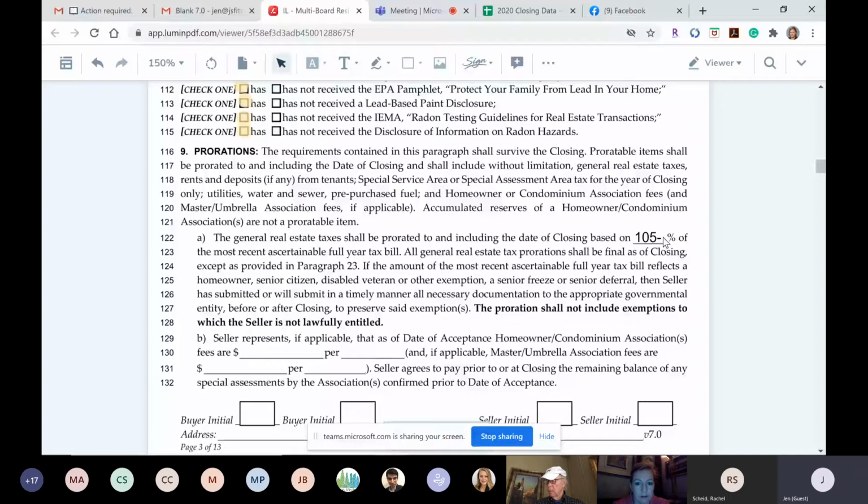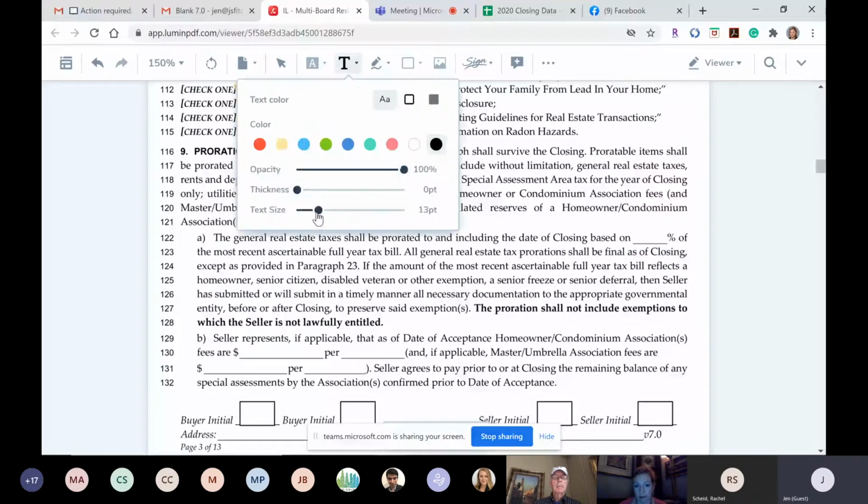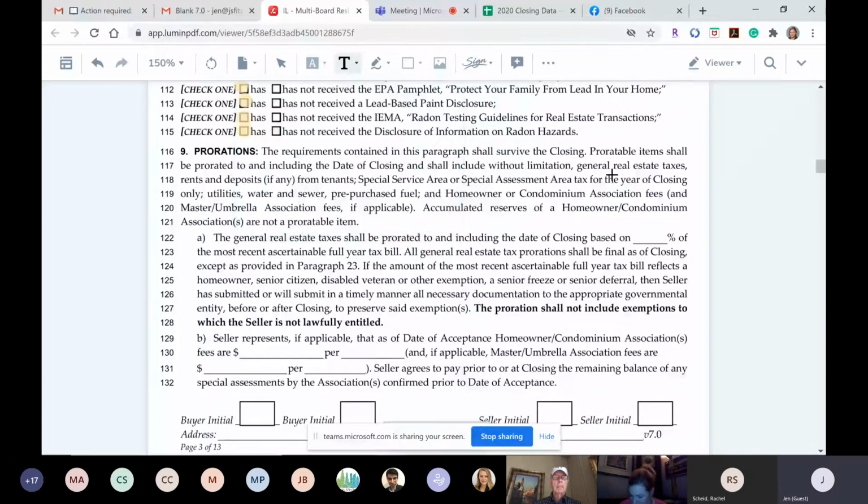So it's either 105 to 110% in that little box there. That is the standard. And on a reassessment year, oftentimes we'll negotiate that at 110, 115%. And if we know how much the tax proration has gone up, then we'll do it by the actual amount of the prorations.